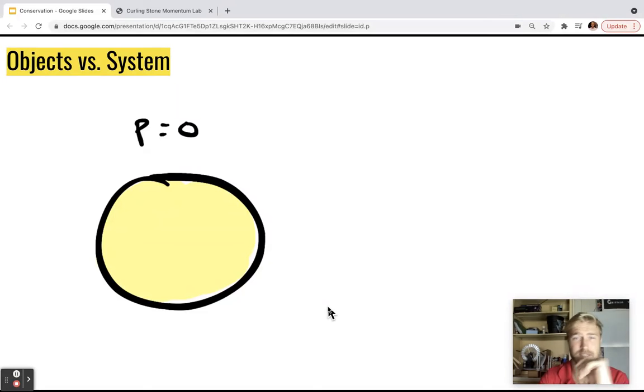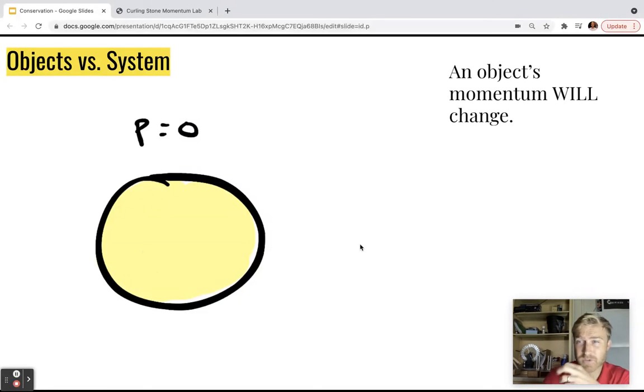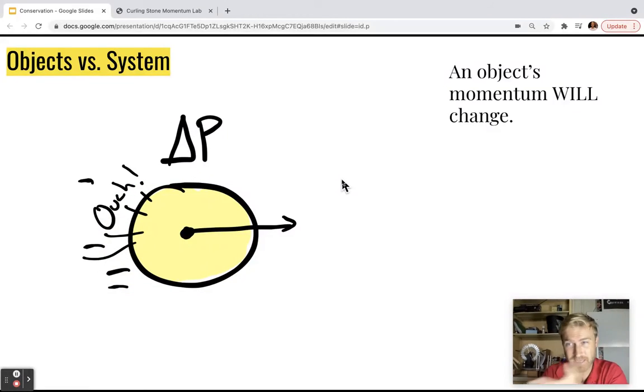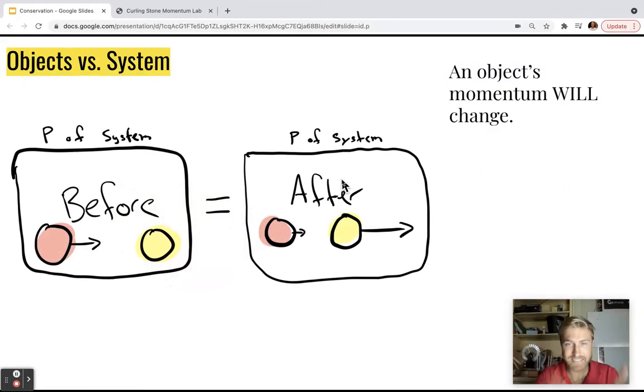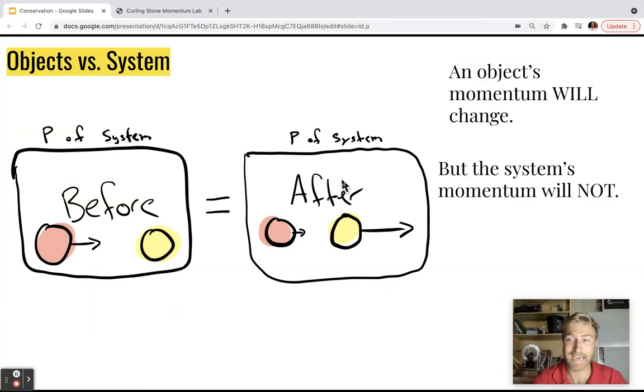Now, objects versus the system. Remember that an object's momentum will change. Here's the yellow stone, boom, it gets hit, its momentum does change. But the system's momentum will not change. That's called the conservation of momentum. Momentum is conserved, meaning conserved just means it stays the same. You want to conserve nature, you want to keep it the same.